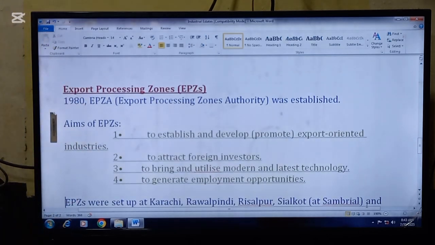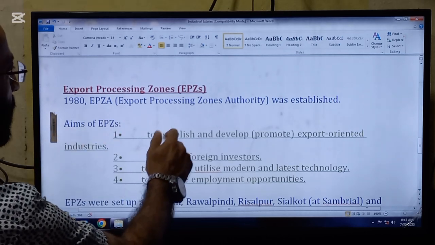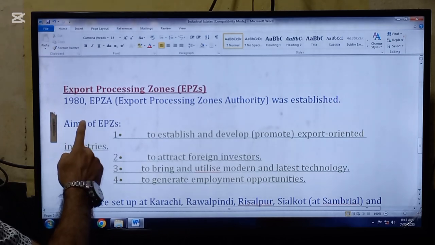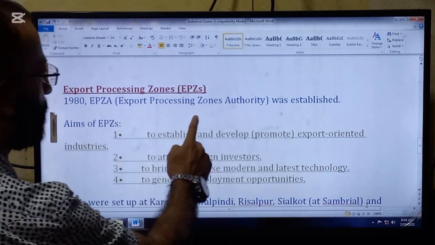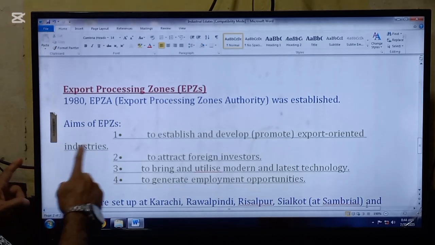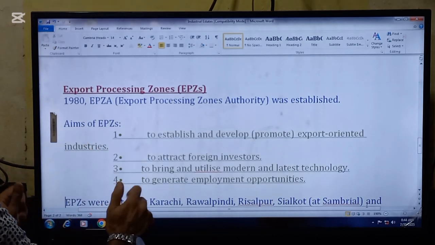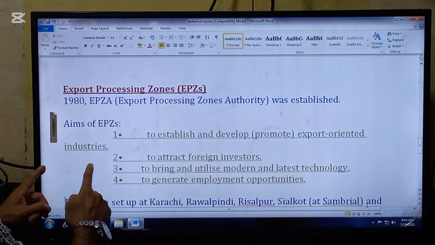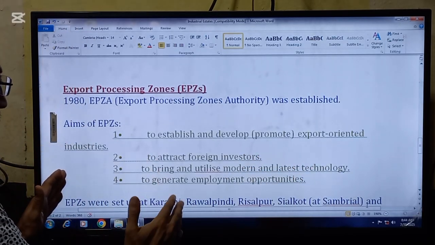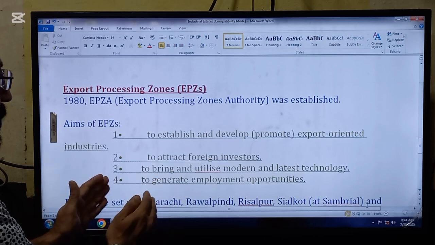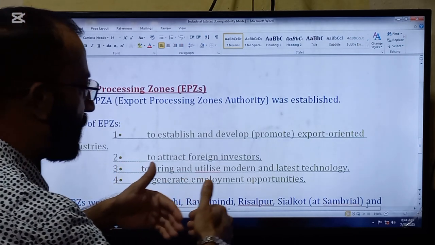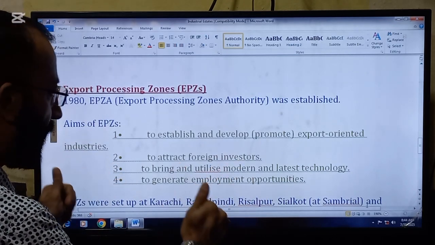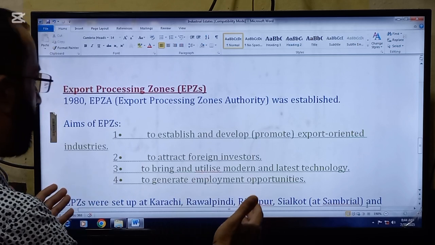The next thing that we are going to read is the export processing zones, in short EPZs. In 1980, EPZA, the Export Processing Zone Authority, was established. The aims of the export processing zones are: number one, to establish, develop, and promote export-oriented industries. So the government encourages those kinds of industries which work to export goods, because they earn valuable money for the country.